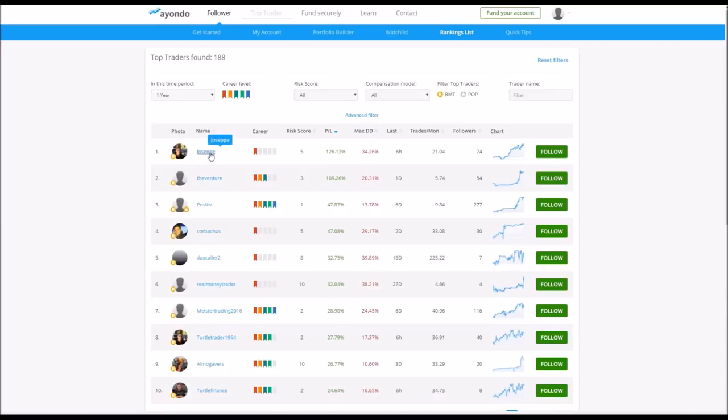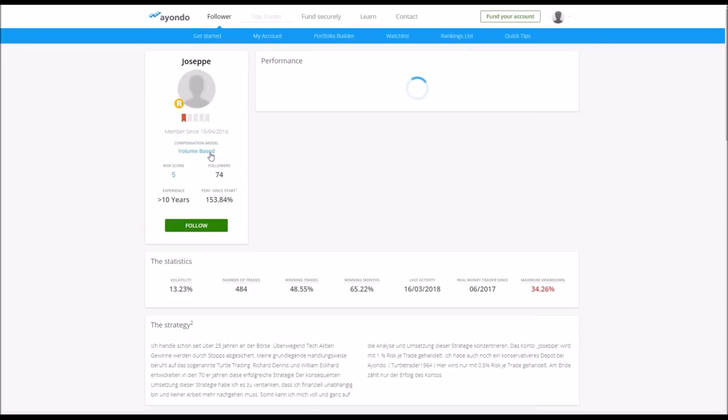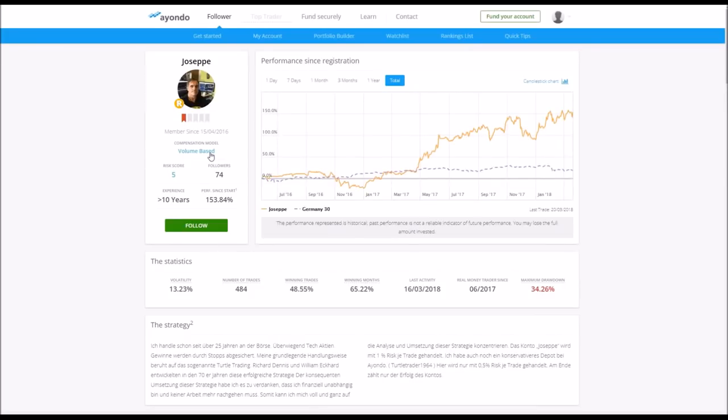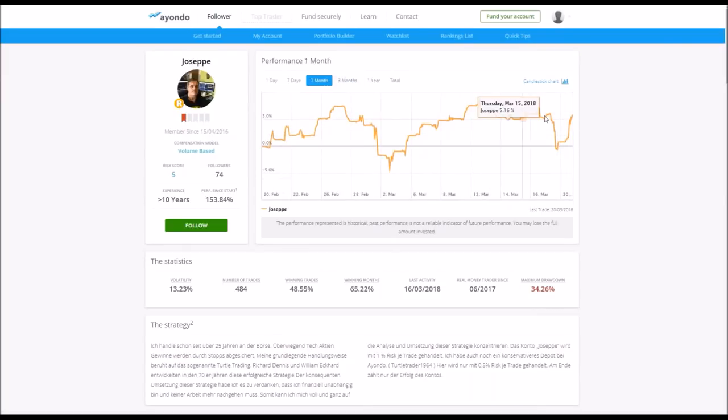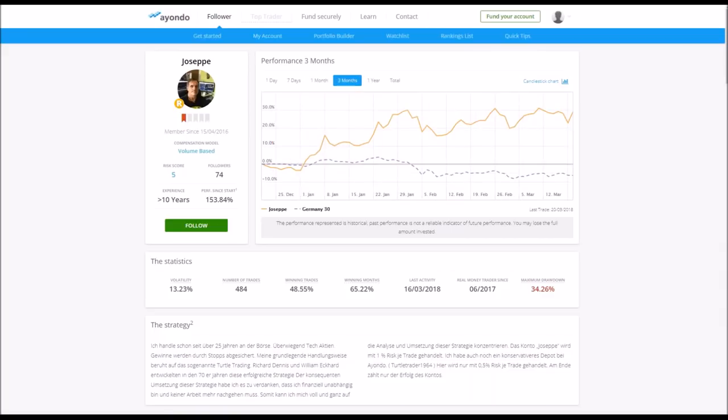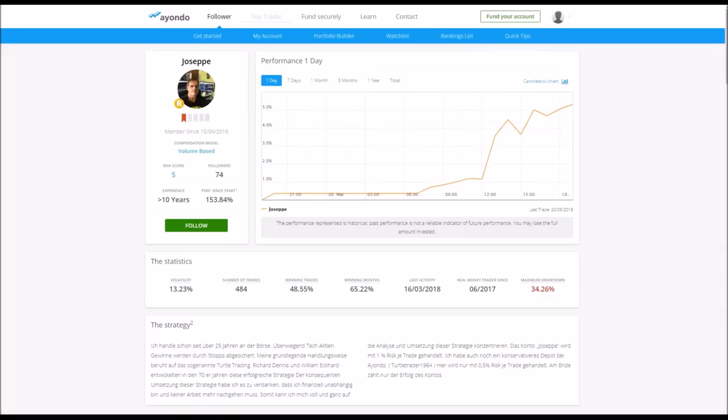Let's click on Giuseppe, though, to find out a bit more about this person. Let's click on this and we'll see a bit more about their trades. Okay, so here we go. This is Giuseppe. And we can have a look at different time periods. So over the last 7 days, it lost a bit of money, about 0.6%. Over the last month has made about 5.7%. Last 3 months has made 30%. And today has made 5%. Very good return today. But let's have a look at total.